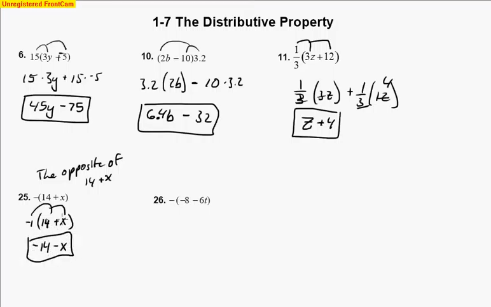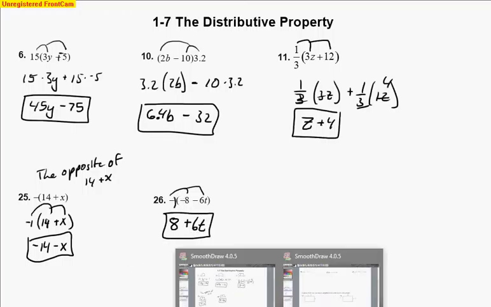Same thing here, it's the opposite of both of these terms, so I can think of this as the distributive property. Put a negative 1 or a 1 between the minus sign and the parentheses and distribute that negative 1 over both terms, and it becomes 8 plus 6t. So the opposite means just opposite of both signs, or think of it as negative 1 times the number, which switches both of the signs.